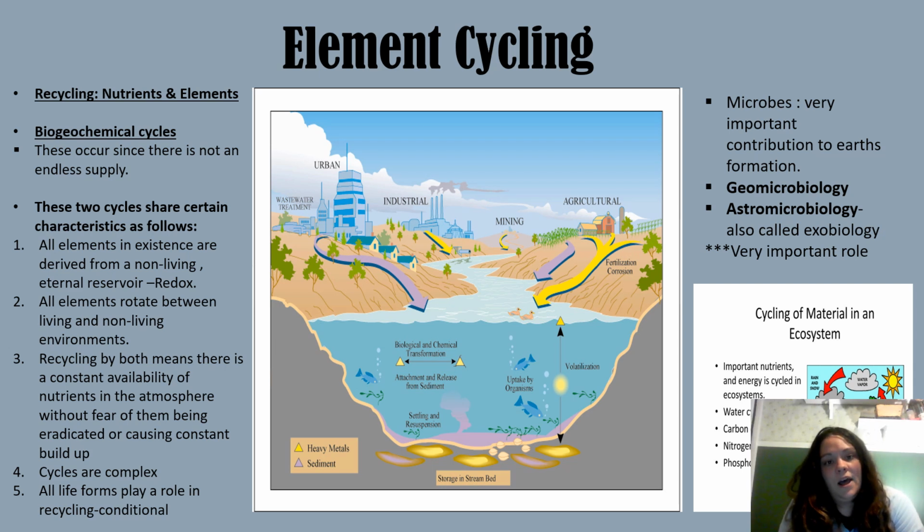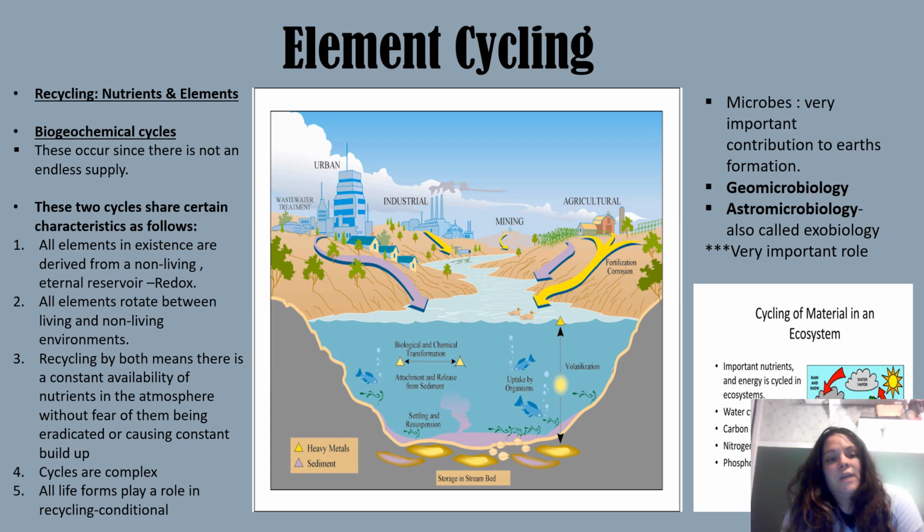There's not an endless supply, mainly of carbon, so it gets recycled and is reused over and over and over in a cycle. So these two cycles of recycling and biochemical cycles share certain characteristics as follows. So they do have similarities. First, all elements in existence are going to be derived from non-living eternal reservoirs. That's going to cause redox reactions, which we've talked about in earlier chapters.